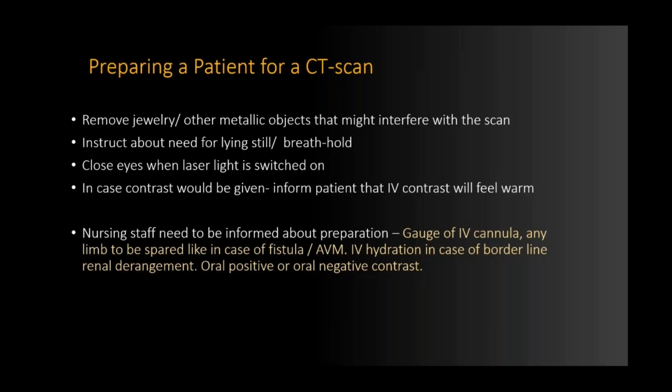So this is important. The nursing staff need to be informed about the preparation, the gauge of the IV cannula, and any limb to be spared in cases of fistula or AVM, or if there is a lesion expected in the right arm, we would like to give the IV contrast from the left side, or in cases where the serum creatinine is borderline, we would like to hydrate the patient.